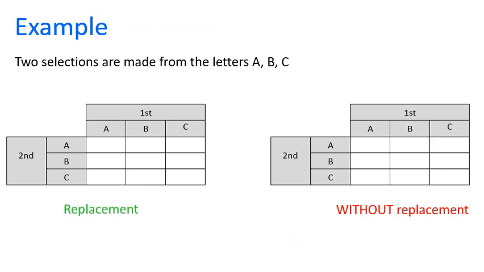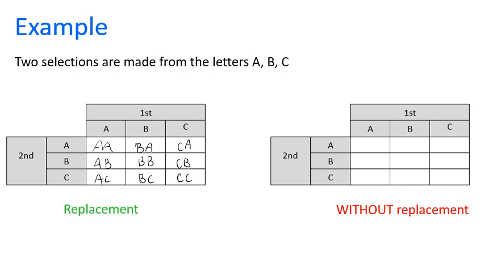So I'll just show you the difference in an array. 2 selections are made from the letters A, B and C. The first experiment has replacement. So we could get an A and an A, a B and an A, C and an A, B, B, B, C, B, A, C, B, C and C, C.